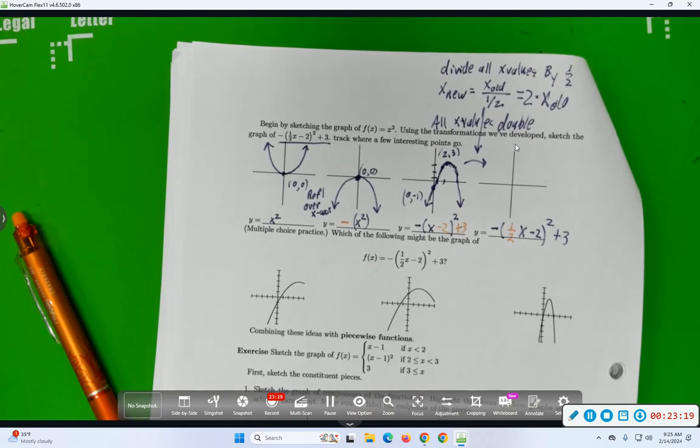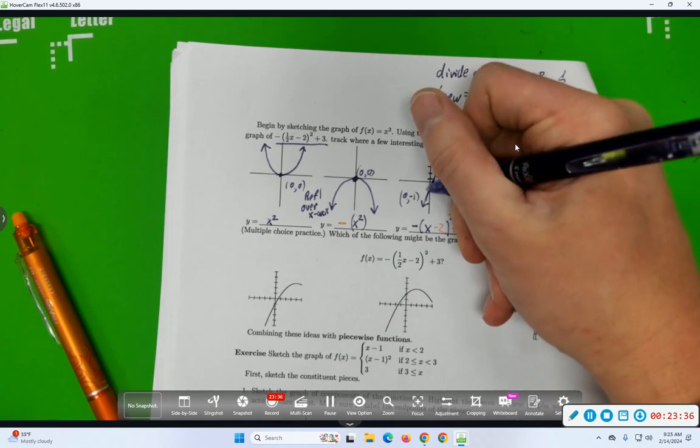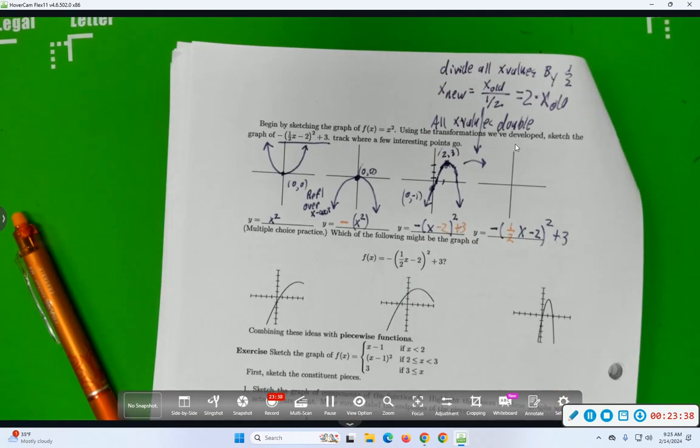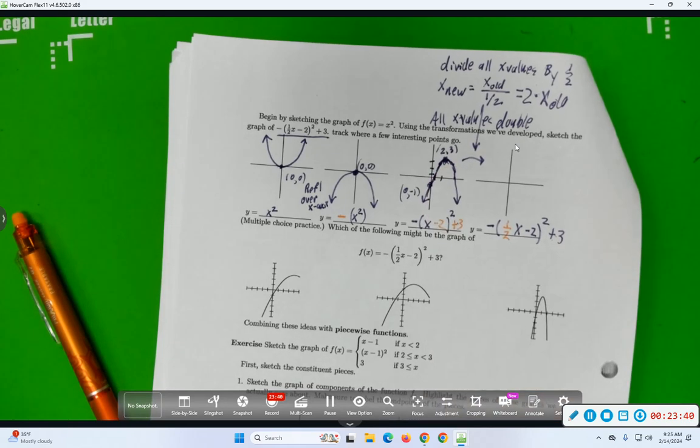Maybe I belabor a point that people wouldn't struggle with, but when you write it out and you're dividing by something that's already a division, be careful. So I need to double all the x values. Right now I have these 2 points labeled, so let's track them. Where does the point 2, 3 wind up? 4, 3.